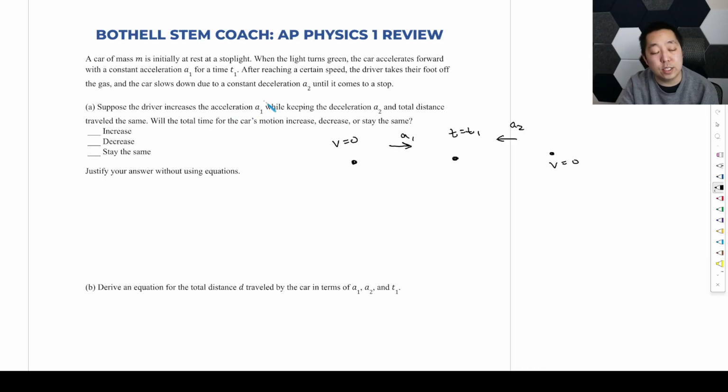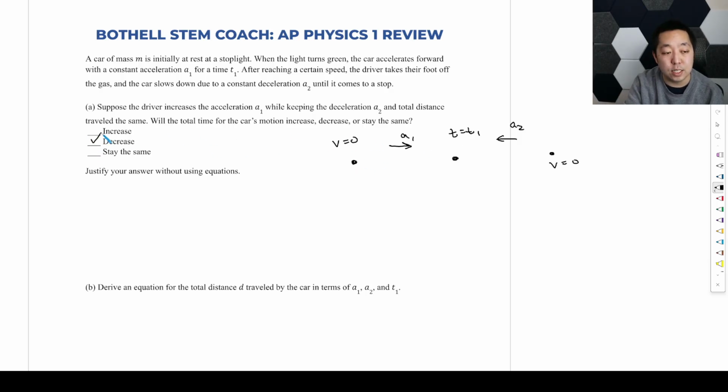Suppose the driver increases acceleration a1 while keeping the acceleration a2 and total distance traveled the same. What is the total time for the car's motion? Increase, decrease, or stay the same? So we're going to keep the deceleration and total distance. We're going to travel the same distance, but we're going to increase the acceleration. Well, the total time, it's going to take less time.